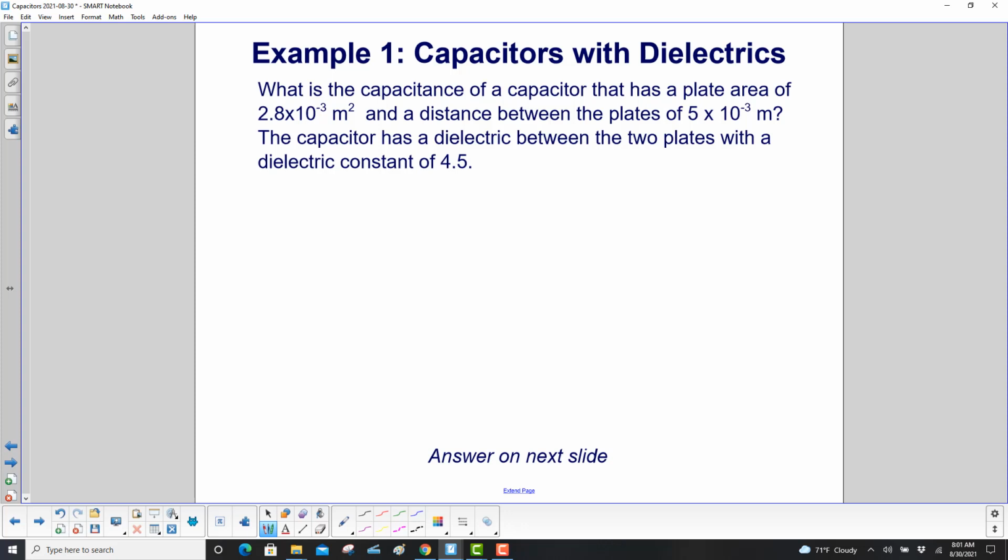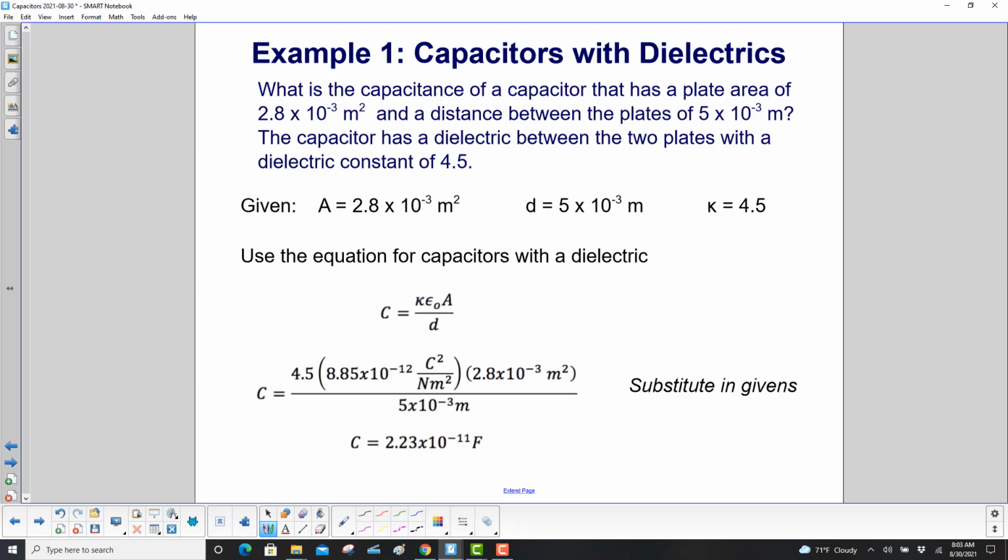What is the capacitance of a capacitor that has a plate area of 2.8 times 10 to the minus 3 square meters and a distance between the plates of 5 times 10 to the minus 3 meters? The capacitor has a dielectric between the two plates with a dielectric constant of 4.5. All the givens are given in the correct SI units, square meters, meters, and then the dielectric constant is unitless, so that's just 4.5. Here's our equation, and the addition here is that kappa in front of the epsilon 0 A over D because a dielectric is present.